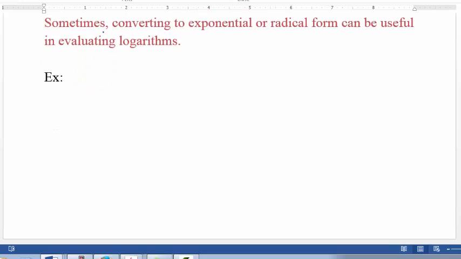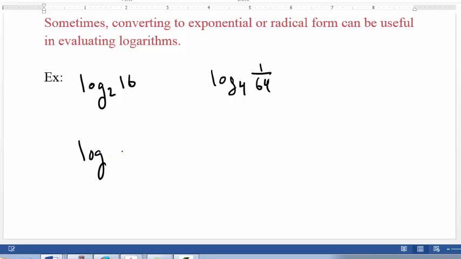But the other kind of things that you'd be asked in this section is they'd ask you things like, all right, evaluate log base 2 of 16. Evaluate log base 4 of 1/64th. Evaluate log base 8 of 1. Evaluate log of 10, so on and so forth, right?